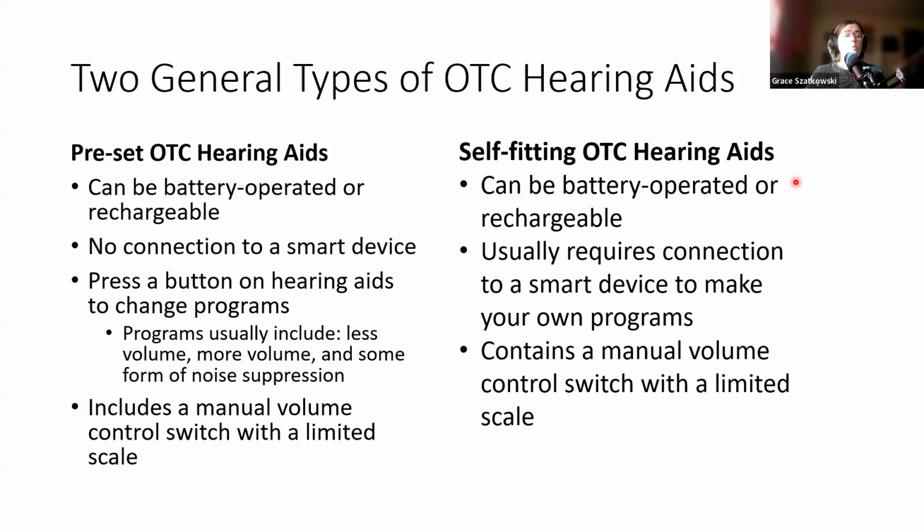And it does require some familiarity with what you need and how to program the devices that can be kind of complicated at first to figure out. They also all contain a manual volume control. A big difference between these two types is presets also tend to be quite a bit cheaper than self-fitting hearing aids. Presets can range from $100 to $600, and self-fitting hearing aids can range from $800 to $3,000. So it's quite a wide range of price.